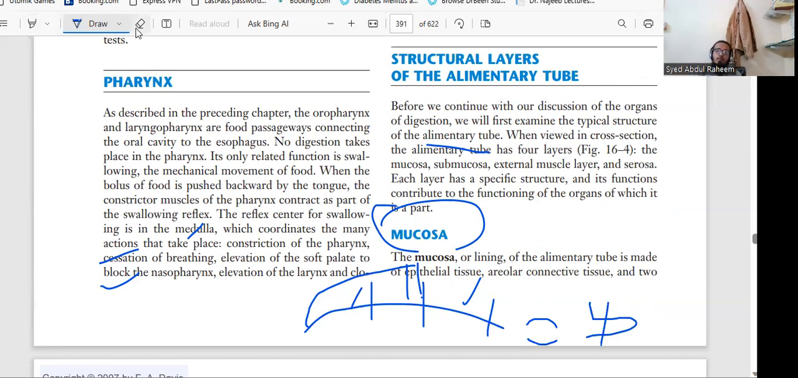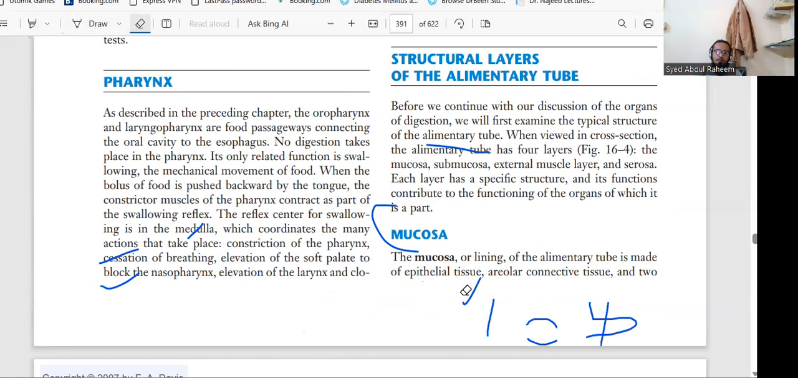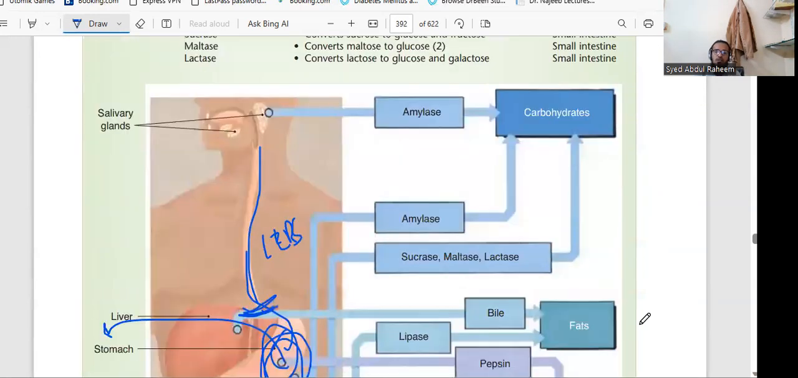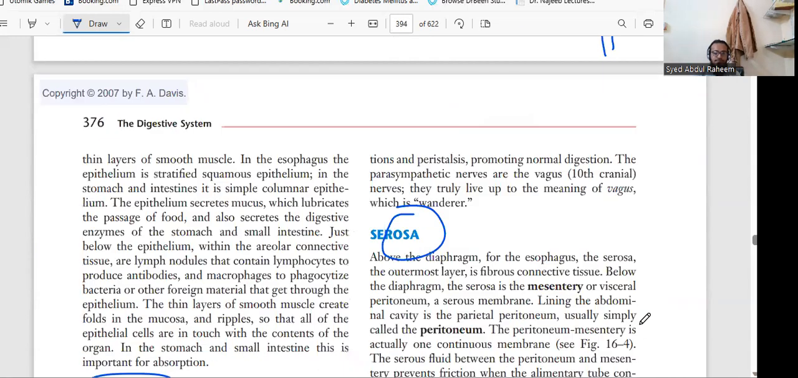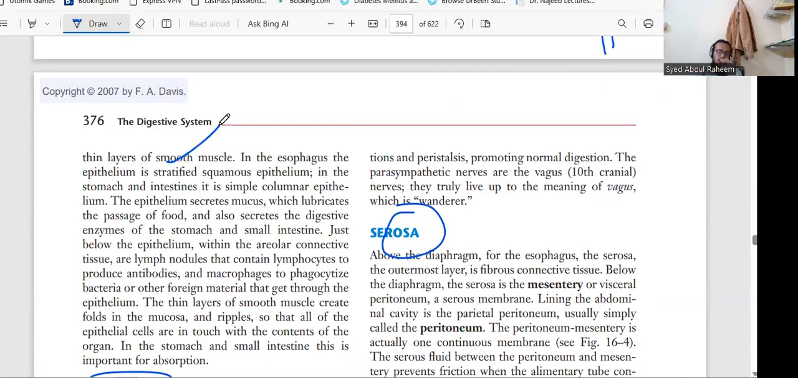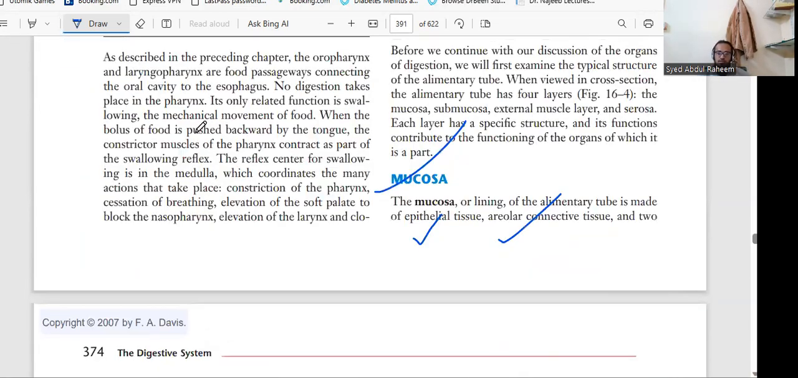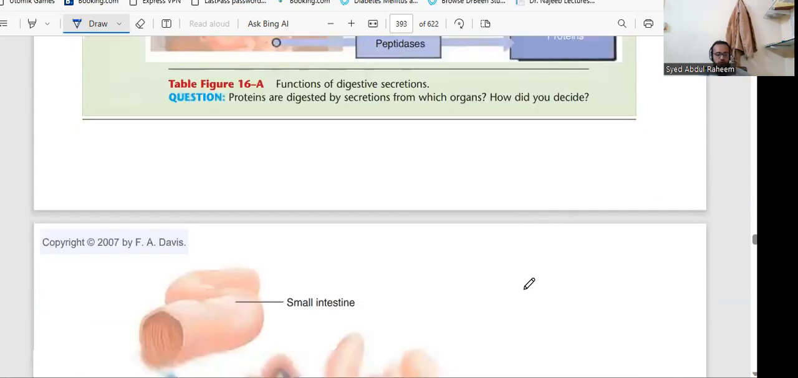Okay, the first layer is mucosa. Let's talk about mucosa. The mucosa, or lining of the alimentary tube, is made up of epithelial tissue, areolar connective tissue, and two thin layers of smooth muscle. So the mucosa has three different types of things: epithelial tissue, areolar connective tissue, and smooth muscle tissue.